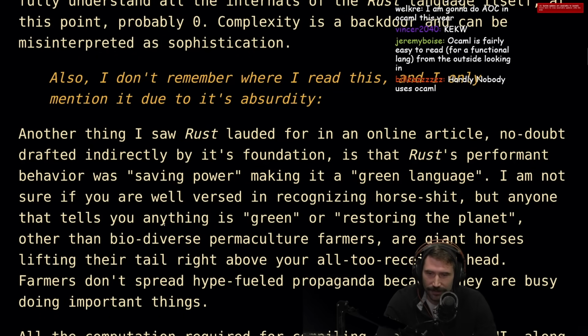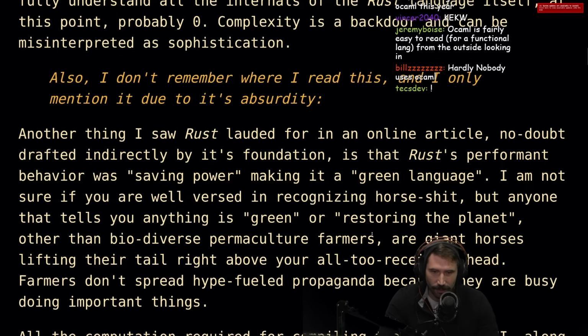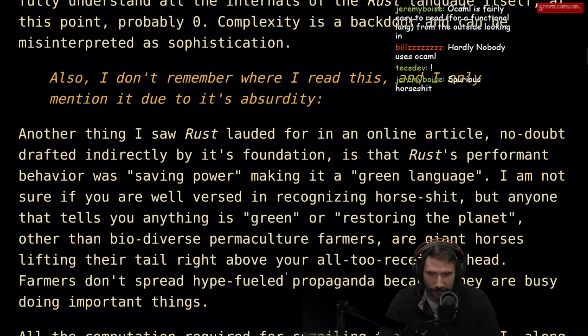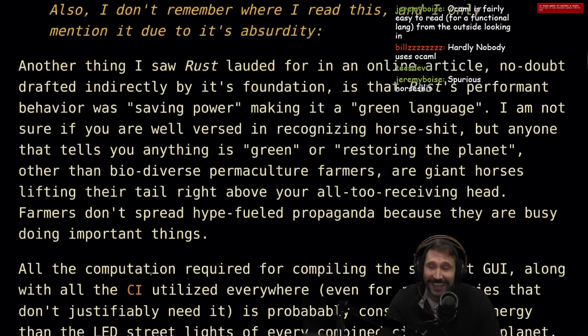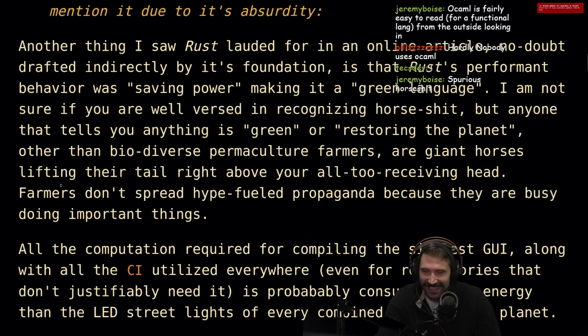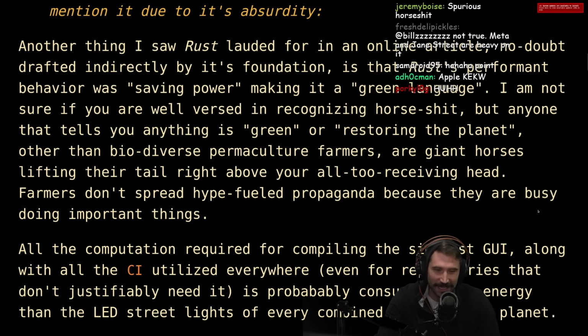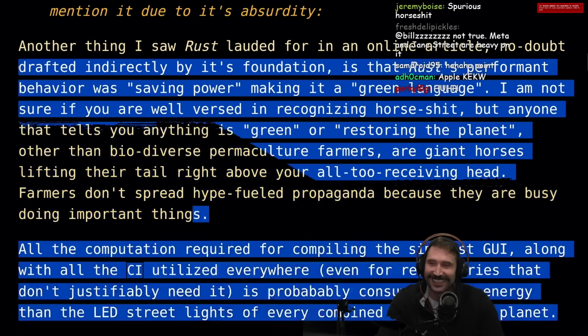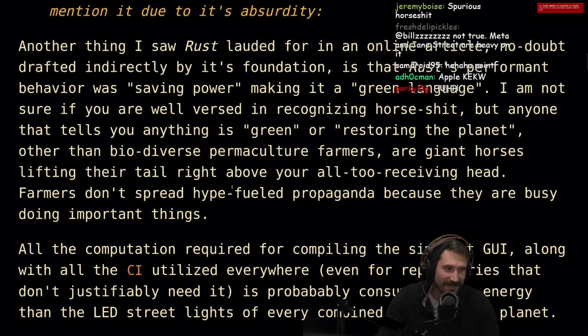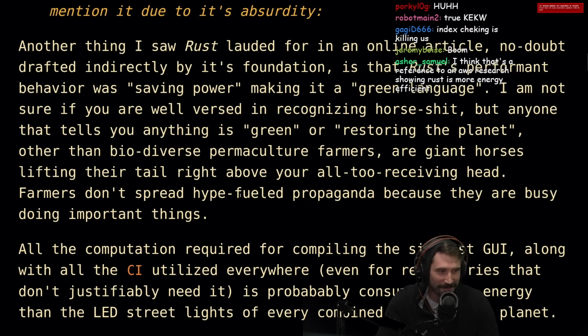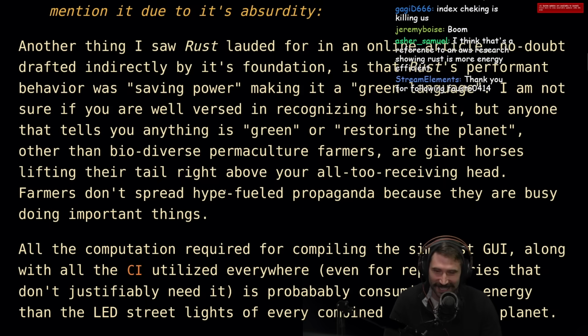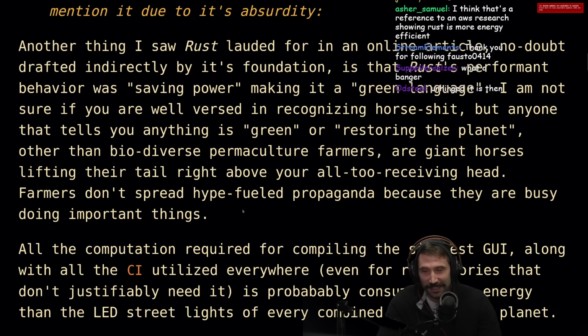I am not sure if you are well versed in recognizing horseshit, but anyone that tells you anything is green or restoring the planet other than biodiverse permaculture farmers are giant horses lifting their tail right above your all-too-receiving head. No. Farmers don't spread hype-fueled propaganda because they're too busy doing important things. Beautiful sentence right there. Beautiful sentence. Boom goes the dynamite. I mean, this is very hilarious.